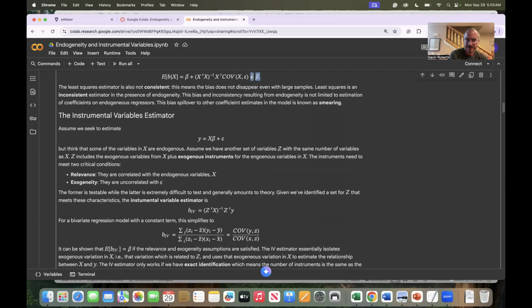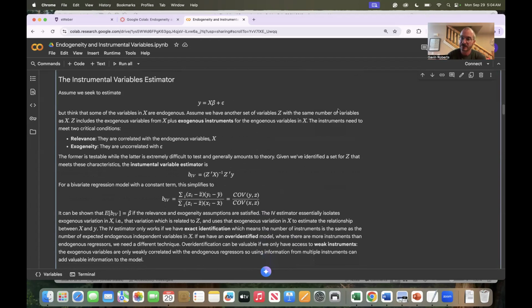Now, this bias and inconsistency is not limited to just the estimation of the coefficients on the endogenous regressors, because oftentimes we might have a big multiple regression that has some mix of both endogenous and exogenous regressors in it. If we have such a system, then this issue will definitely bias our estimates of the parameters of the endogenous regressors, but that will spill over into bias on the coefficients of all of the independent variables in our system. So that's called smearing. It sort of contaminates the entire regression model when we have this issue.